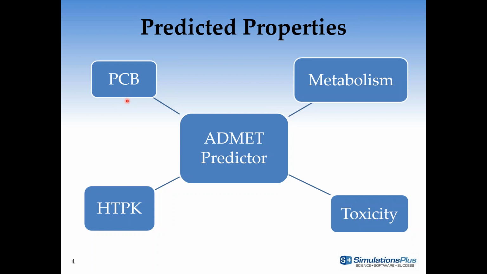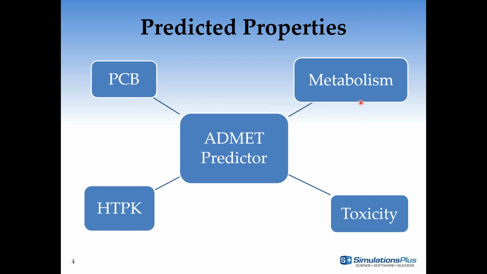There are permeability predictions, including human intestinal, blood-brain barrier, and others. There are transporter models, including PGP, and several PK property predictions, things like protein binding, volume of distribution, etc.